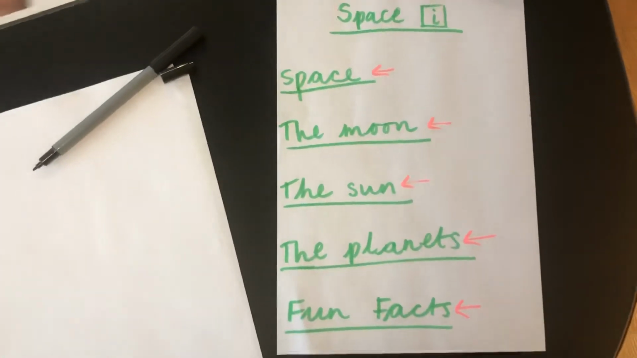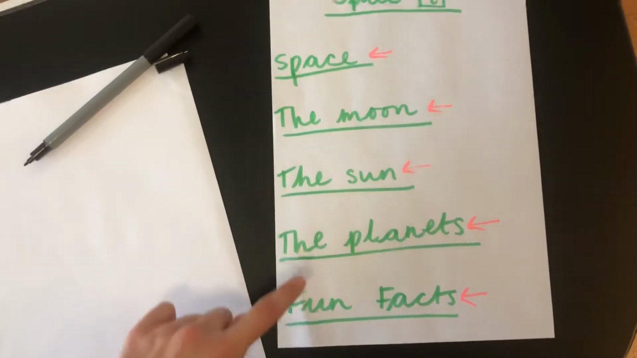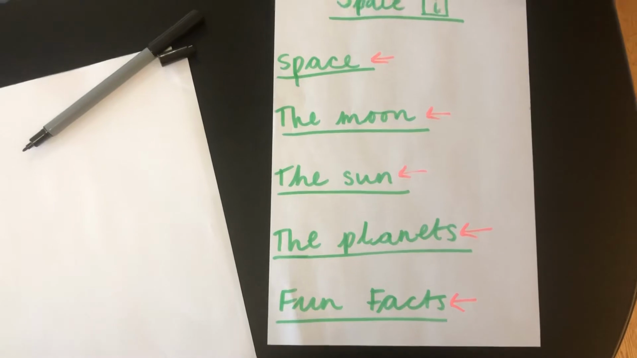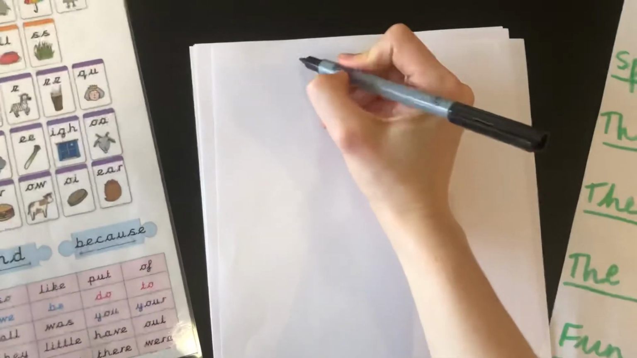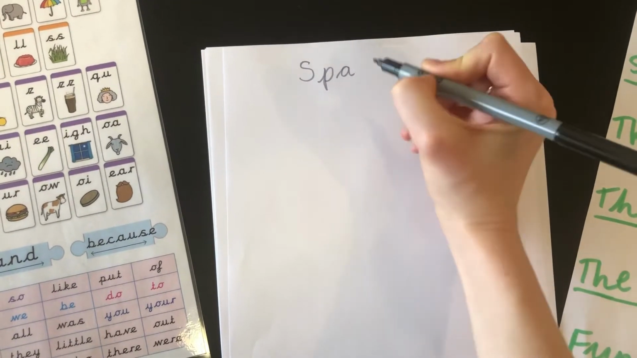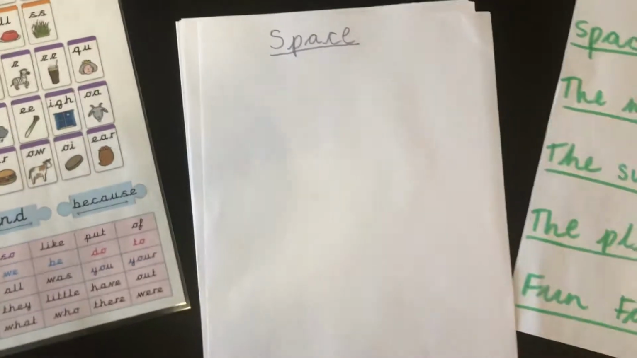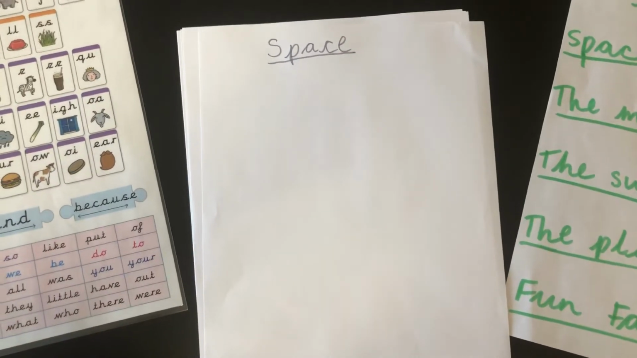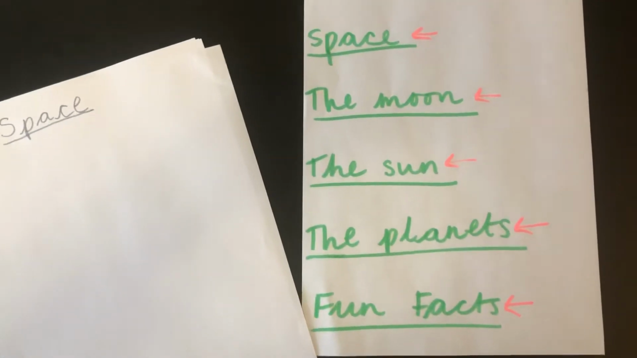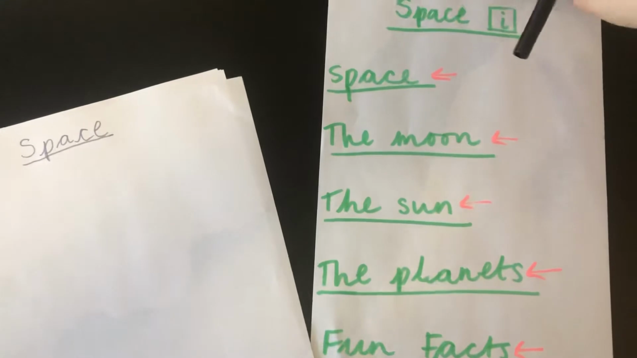And when we read it, we had a title at the beginning and we had lots of subheadings about different things that you could write about. So at the top of my writing, I need to write the word space. Space. And then I'm going to underline it because that's my title, space. Then I have to write at least 3 of these subheadings, so I'm going to start with the first one, which is space.